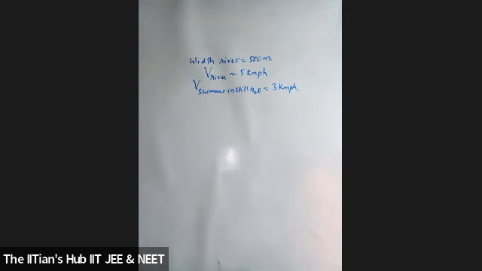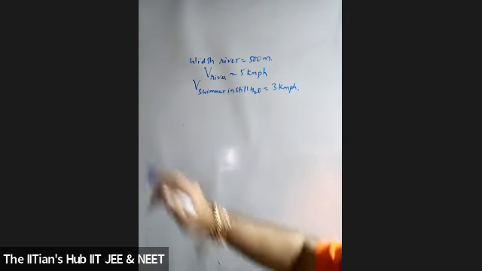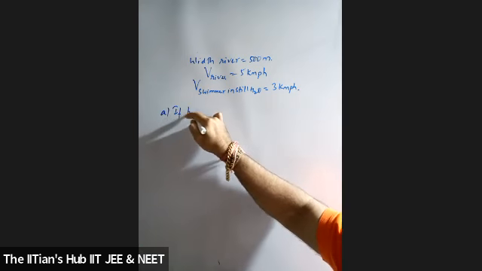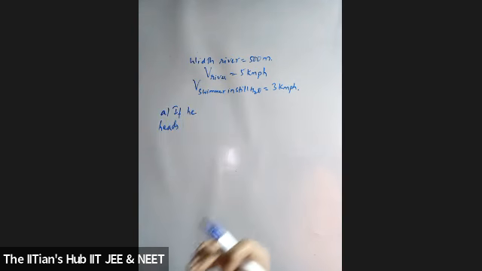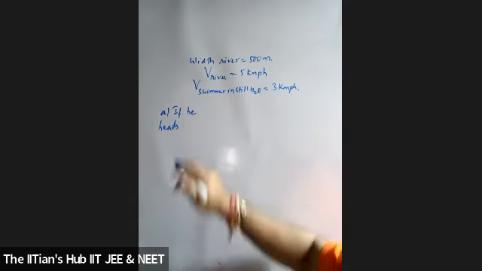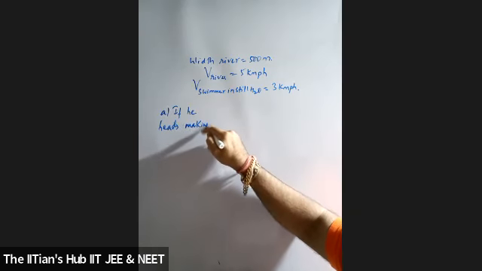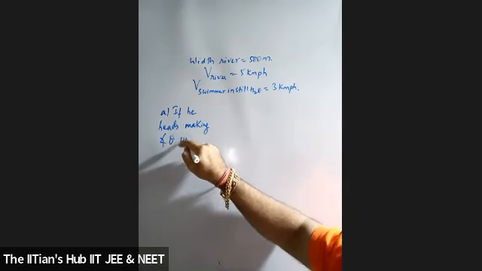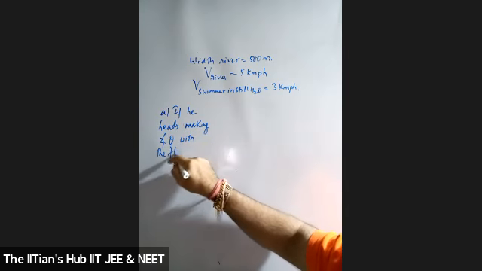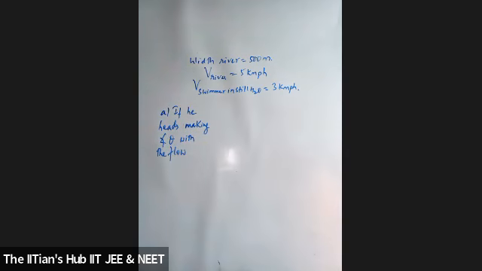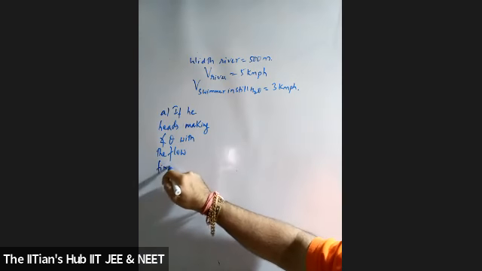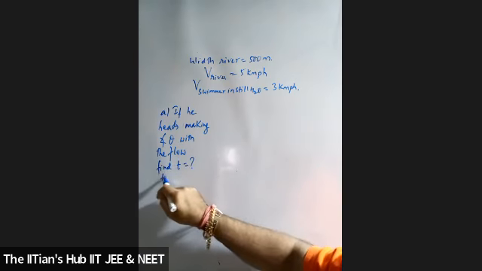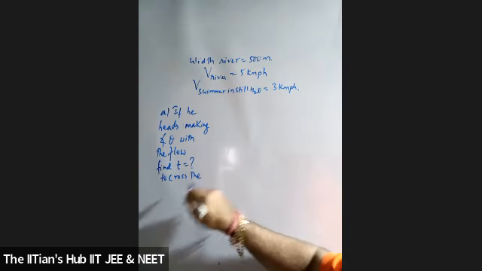Okay. Now the question asked is, if the swimmer heads making an angle theta with the flow, find the time taken to cross the river.